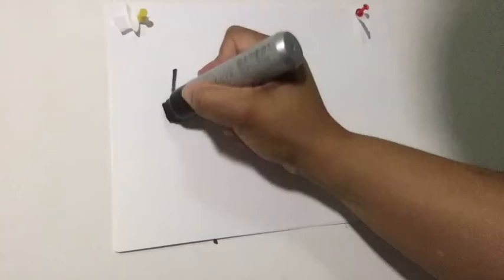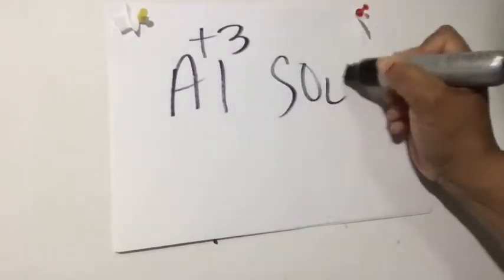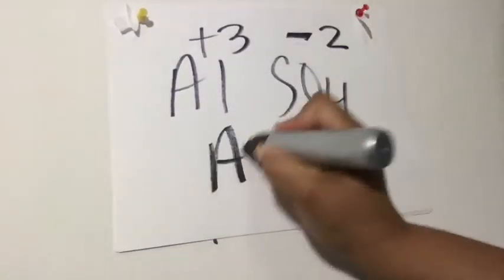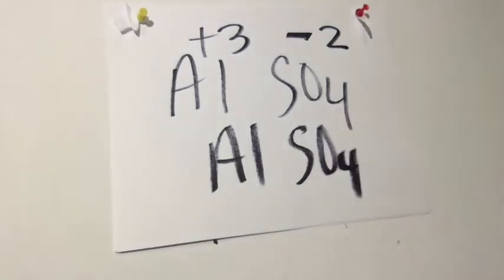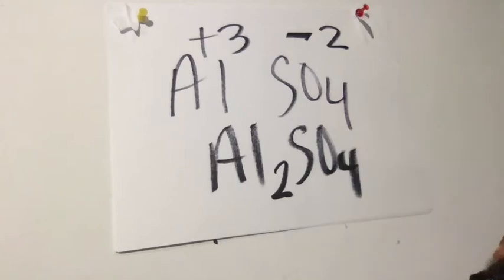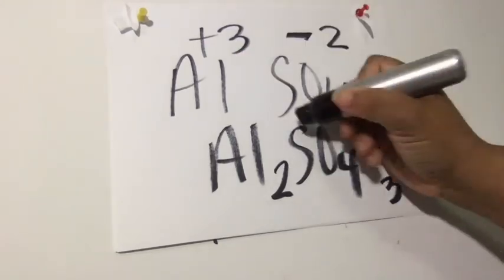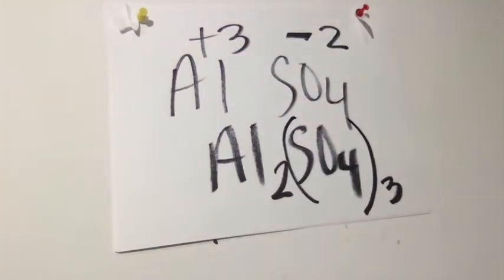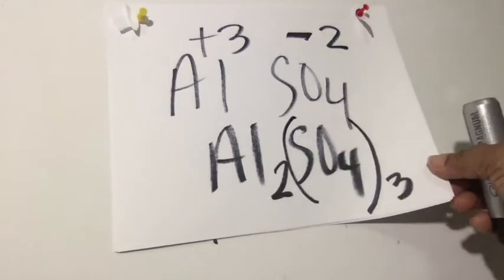Next, what if we had aluminum with the sulfate? Sulfate is one group. SO4, you can't change it. It's going to be a minus 2 charge. But we drop the SO4, we put the 2 there, and then we put the 3 there. There are 3 SO4s. We just swap the 2 and the 3. Remember, treat SO4 like it's one group and it never changes. You cannot change SO4 when you make the formula.